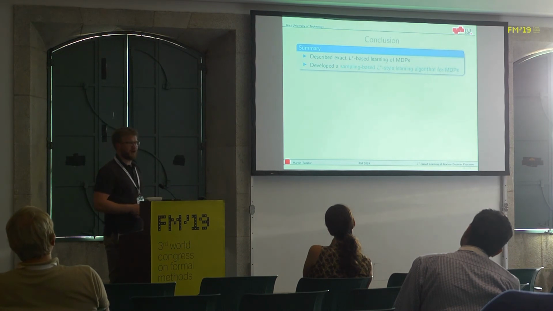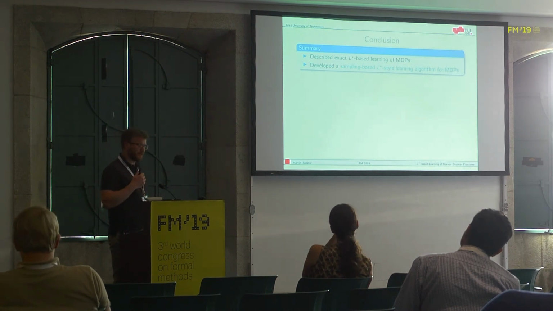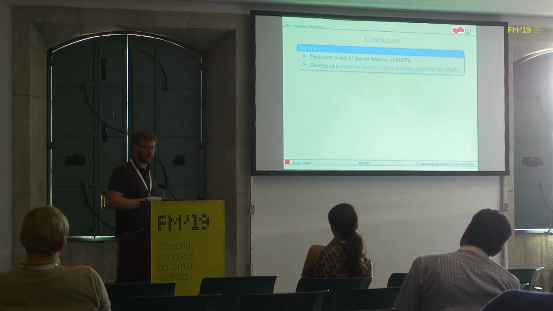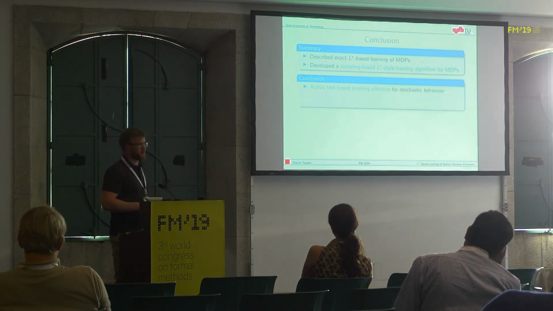So to sum up, I described an exact Elster-based learning approach for MDPs, and we used that as a basis to develop a sampling-based Elster-style learning algorithm for MDPs that can be implemented solely via testing. We've seen in the experiments that active test-based learning is effective for stochastic behavior, so we created accurate models. And actually for our grid worlds, the probability estimations from model checking those learned models were within 0.02 of the true probabilities.